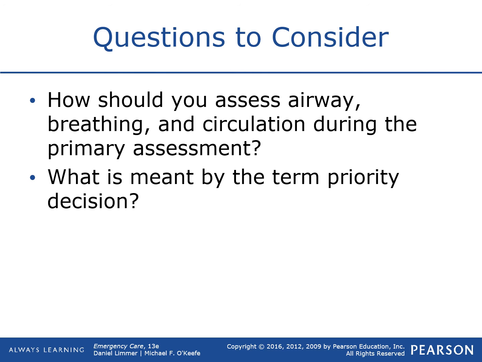You want to find out, is their respiratory rate really fast or really slow, or does it seem to be normal? You want to find out, do they have a pulse? Is it really fast or really slow? Is it strong? Is it weak? How's their skin doing? Do you see any major bleeding happening? And what is meant by the term priority decision? That is when we are deciding how sick is this patient, how quickly do we need to transport them.